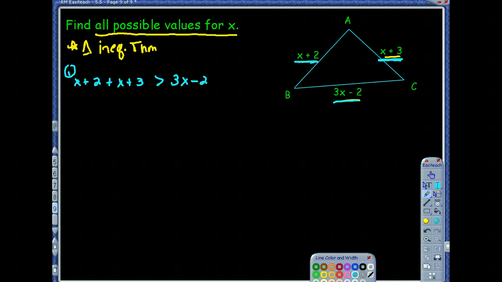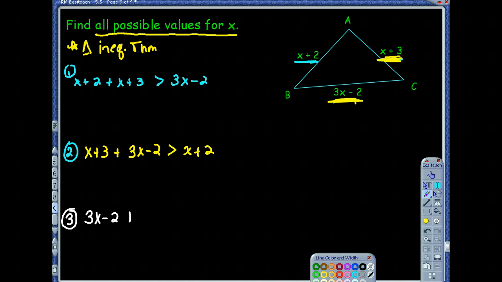Let's get the other 2 set up. Okay, so the next scenario, let's say, how about x plus 3 plus 3x minus 2 has to be greater than that side of x plus 2. So she's adding this side to this side, and it has to be greater than that third side. And the last scenario would be that 3x minus 2 and x plus 2 together will be greater than x plus 3. So this one and this one add up to be greater than that. All 3 scenarios, in a sense, have to work for it to be a triangle.